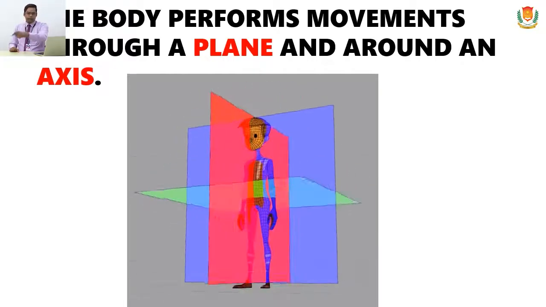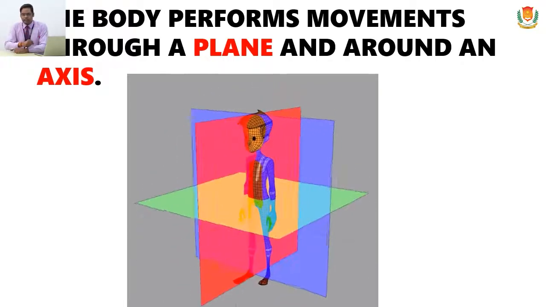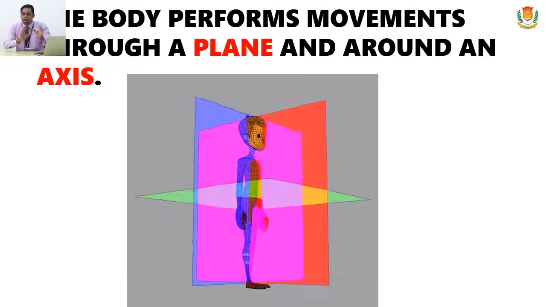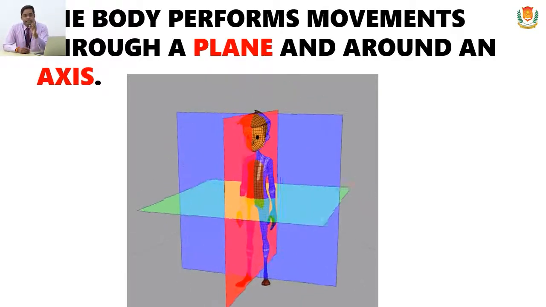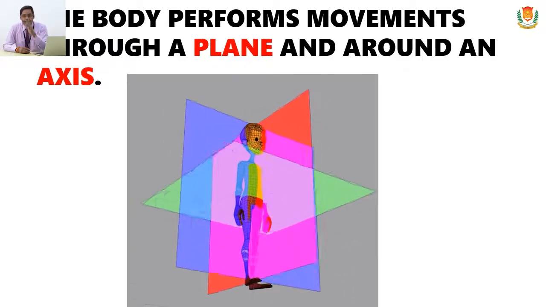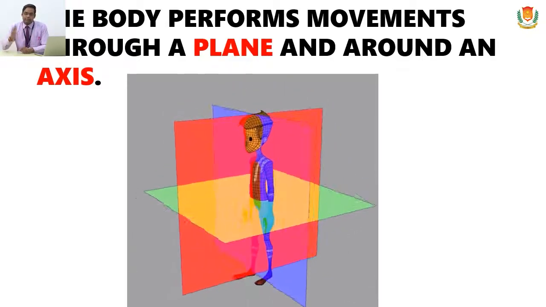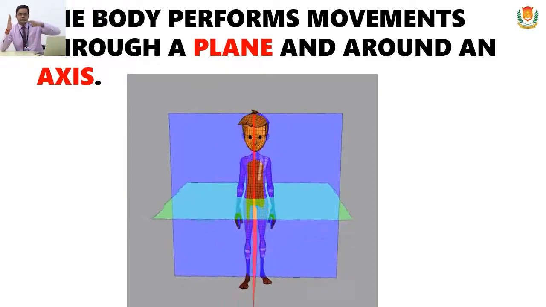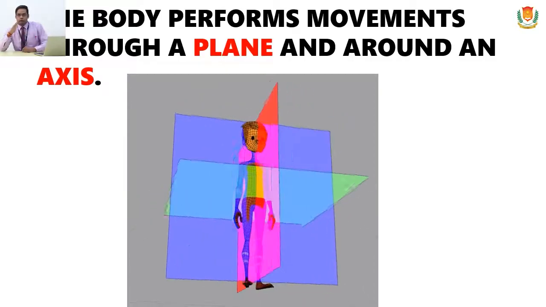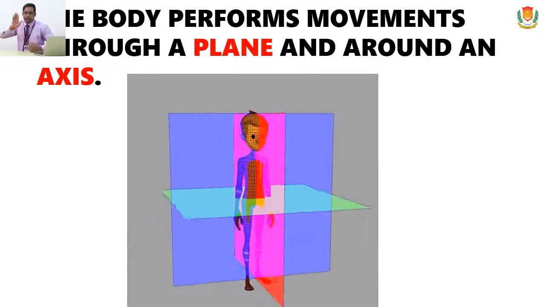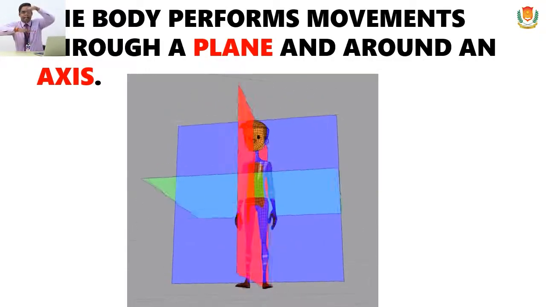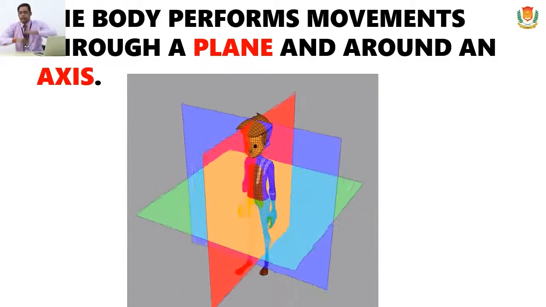One very important thing you must note down right now is the relationship between an axis and a plane. The axis always lies perpendicular to the plane. Suppose this is a plane, the axis will always be perpendicular to it.